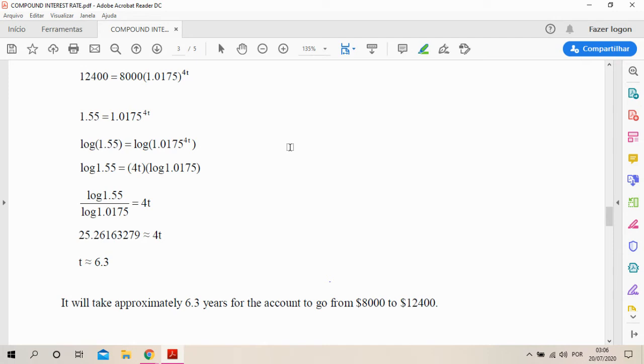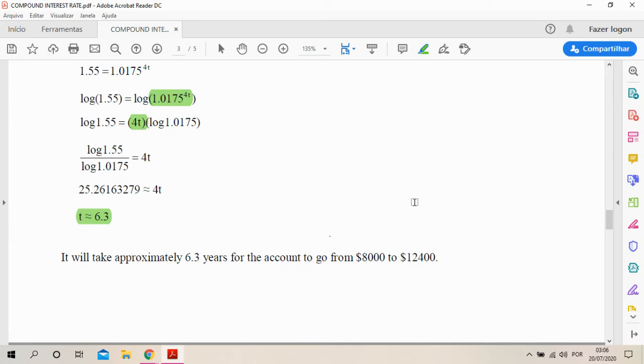With the logarithm, another time, we are going to use the property of logarithms, okay? The objective is to bring 4 times t to this side here. That's why we use logarithms. And using again this property, we find that t is equal to 6.3. And it will take approximately 6.3 years for the account to go from $8,000 to $12,400.